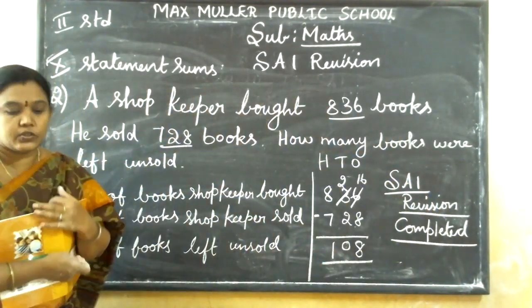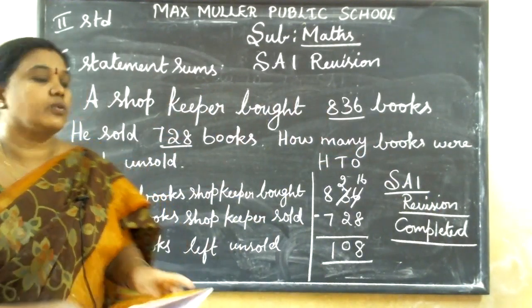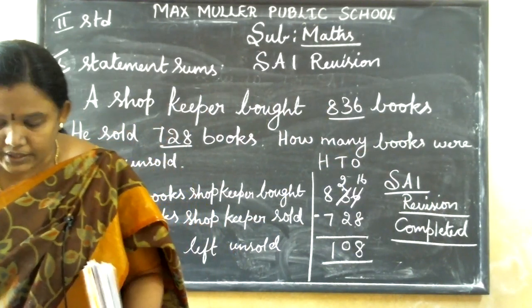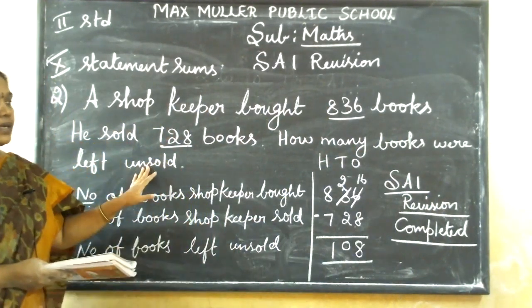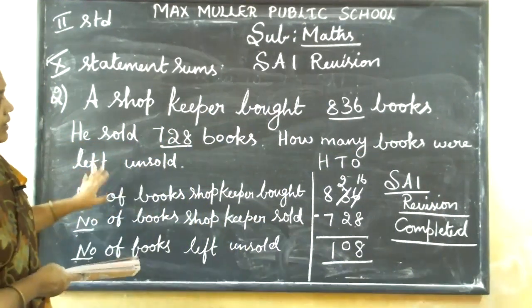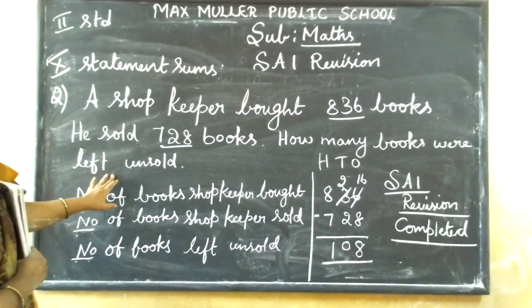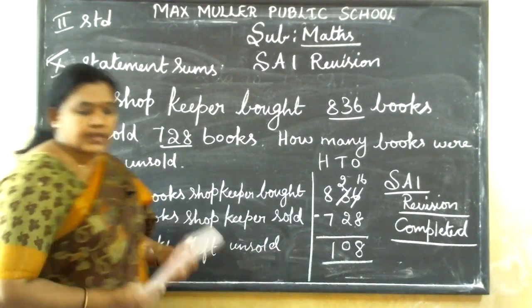Tables you want to practice 2 to 10 tables. Number names also you want to practice. Don't make spelling mistakes, children. Easy only. Write neatly when you are writing revision. You can write neatly. Then only you can practice neatly. Understood, children? Thank you, children.